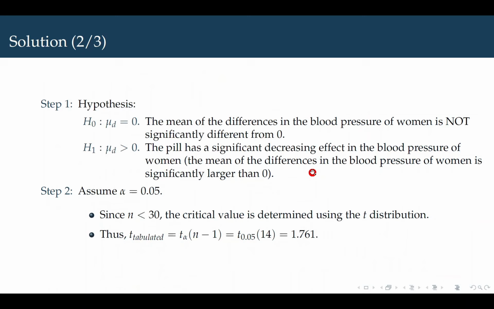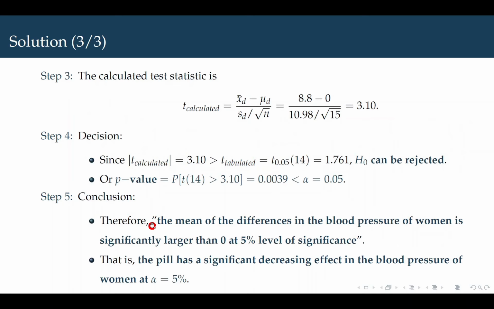Then once H0 is rejected, we are in favor of the alternative hypothesis, and we can conclude in this way. Therefore, the mean of the differences in the blood pressure of women is significantly larger than 0 at 5% level of significance. That is, in other words, the pill has a significant decreasing effect in the blood pressure of women at 5% level of significance.